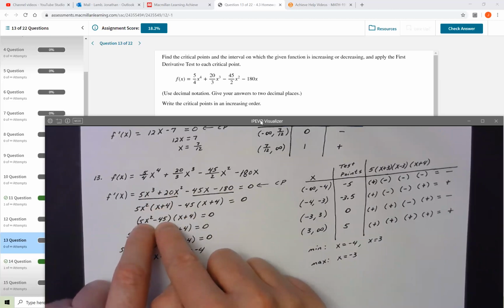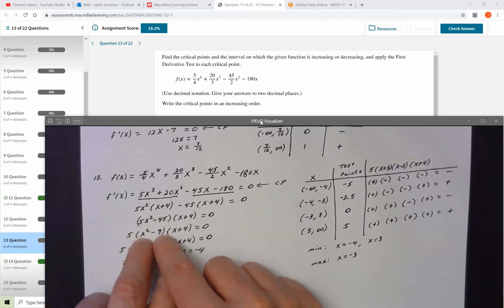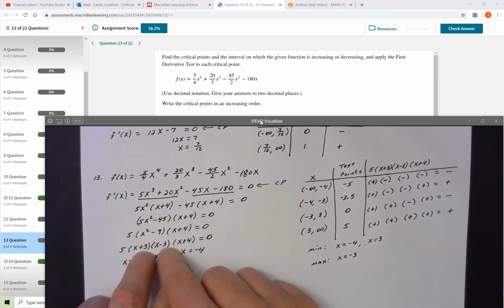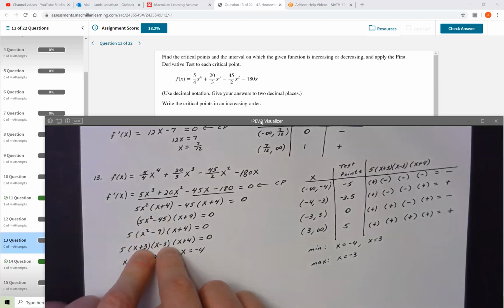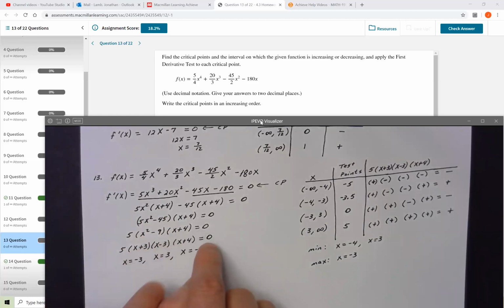That 5x squared minus 45 can be further factored. You can factor a 5 out of it, and you'd have x squared minus 9. And then, of course, we know x squared minus 9 factors by difference of two squares to x plus 3, x minus 3. Okay, now this is my fully factored form of that derivative f prime of x.